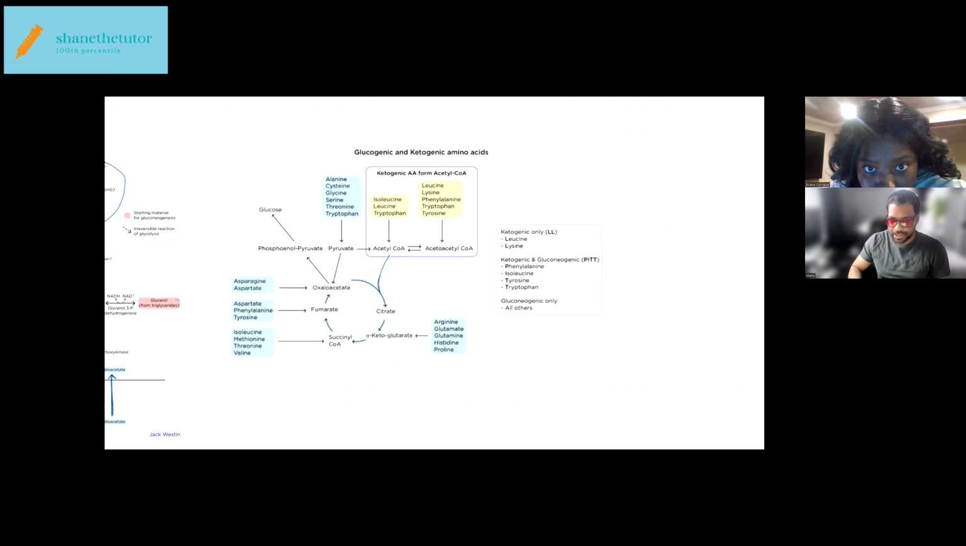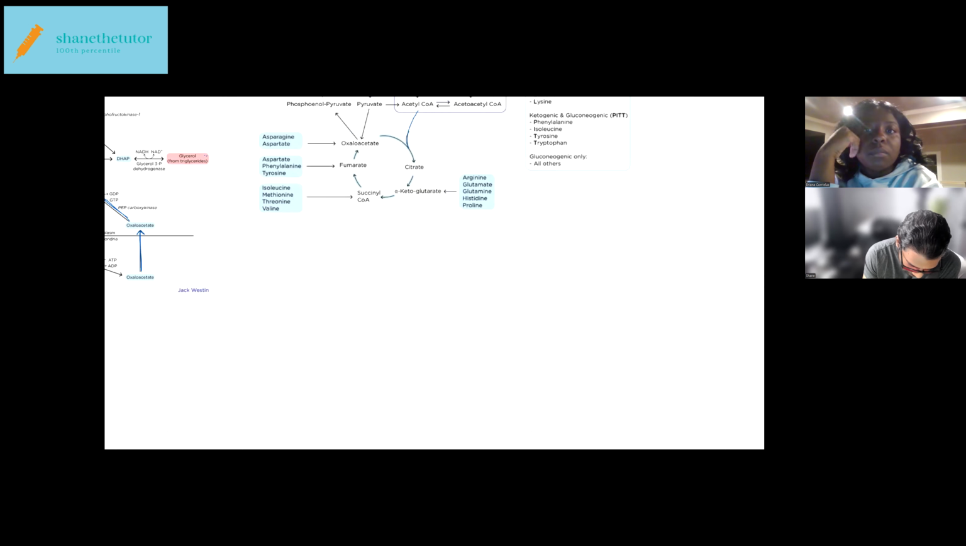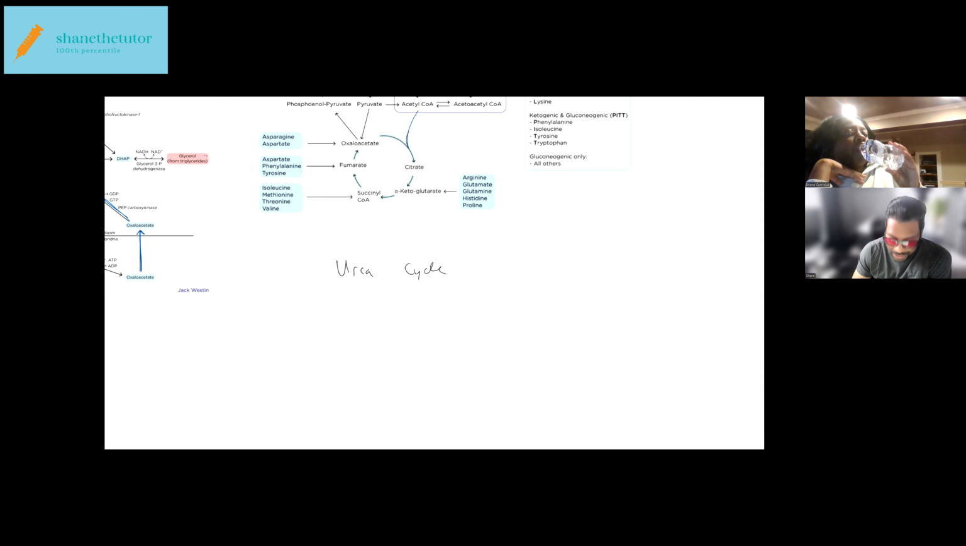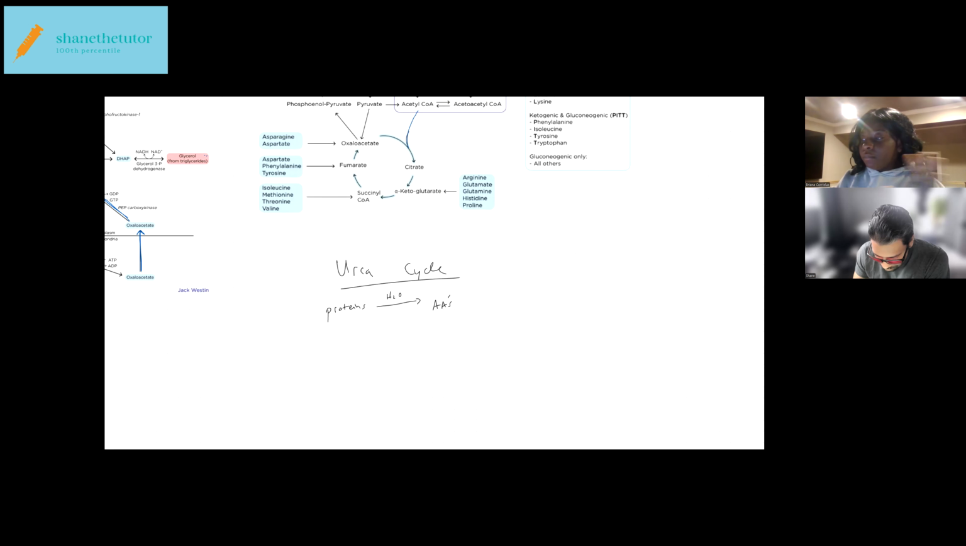Okay, so this is actually the urea cycle. That's when you have your protein, it's the catabolism of protein. So you hydrolyze your proteins into your amino acids. And I mean, these can also be going towards protein synthesis.